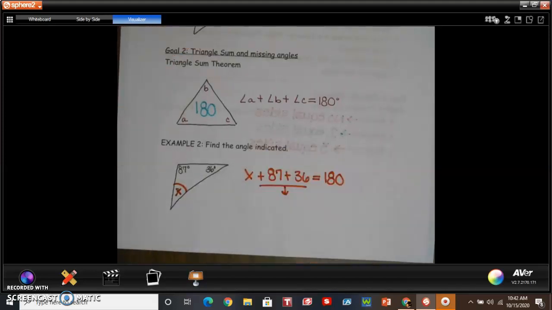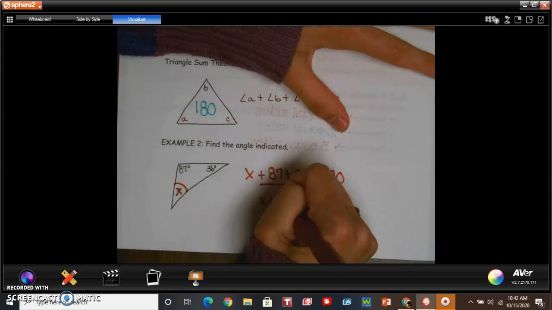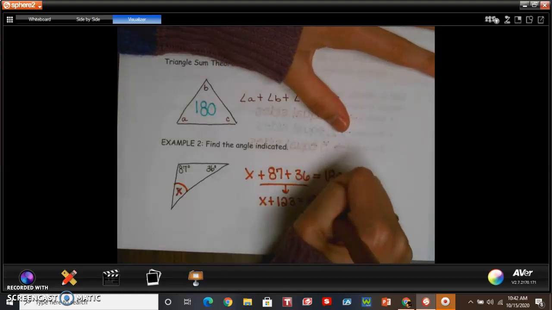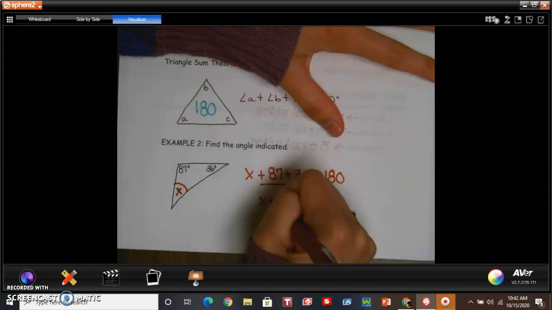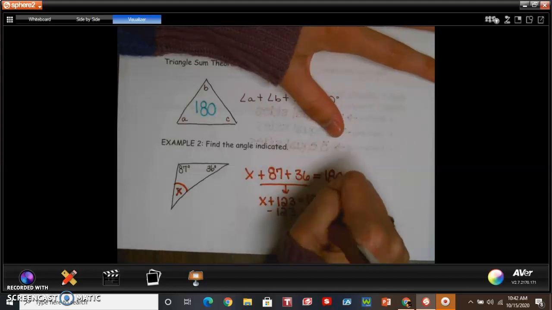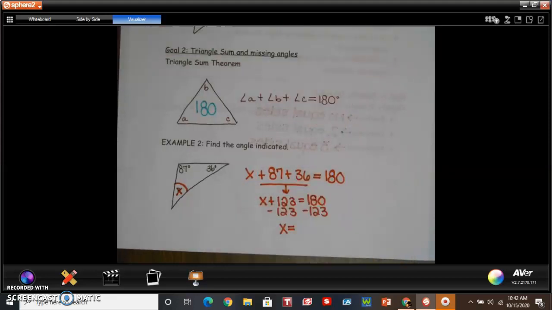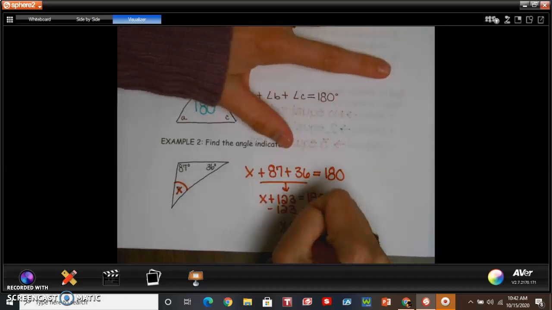Please use calculators. They were created to assist us, so let's use them. So we end up with x plus 123 equals 180. All right, let's subtract 123 from both sides. And we get that our unknown angle measure is 57.